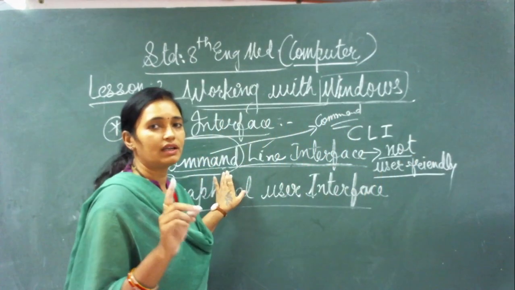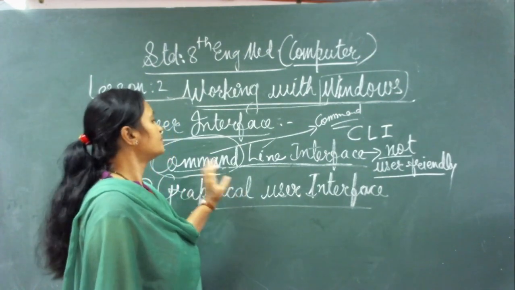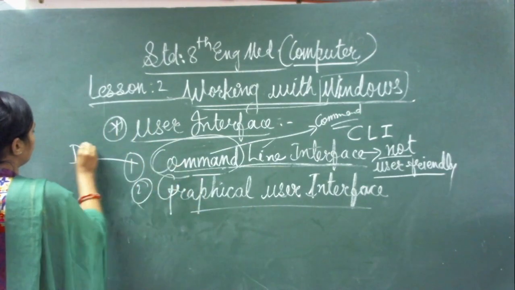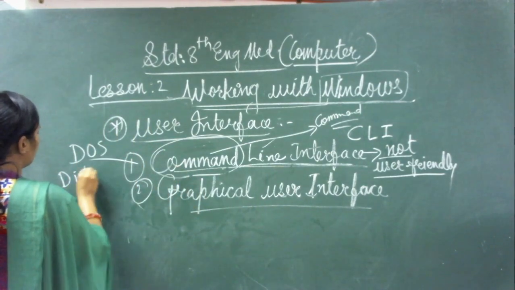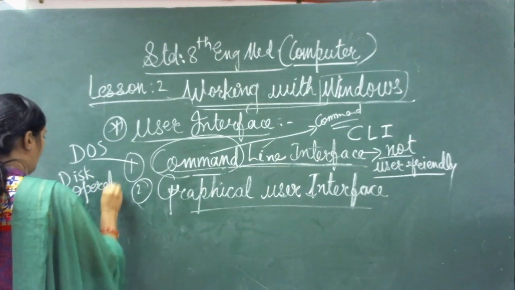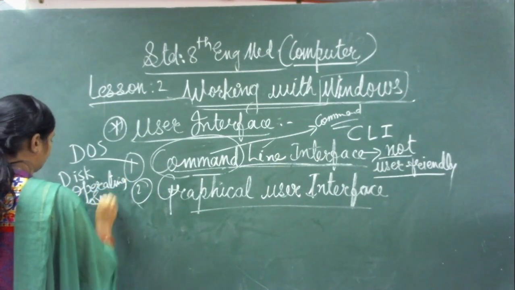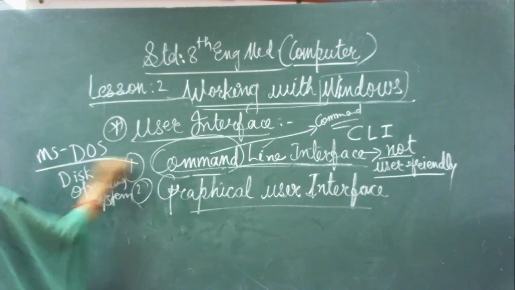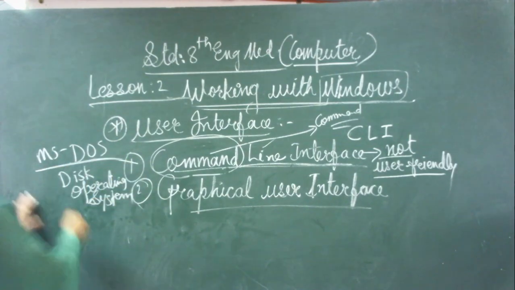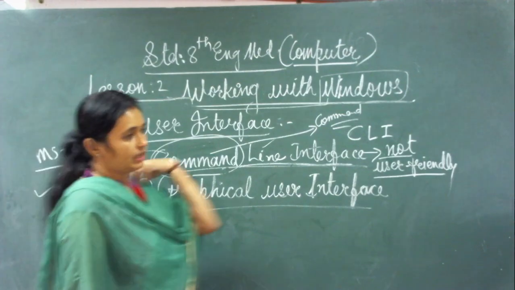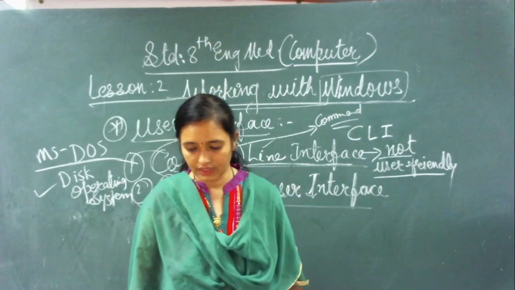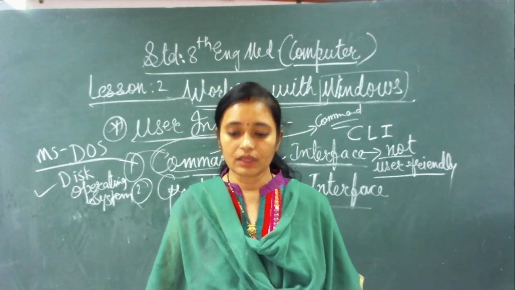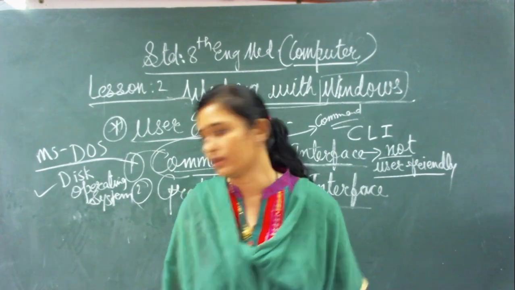Which one? Command line interface, right students? So this is the command line interface. DOS, disk operating system. One example is MS-DOS, Microsoft disk operating system. This is an example of command line interface. It is totally based on a different set of commands, that is, a predefined set of commands. Now the second one is graphical user interface.